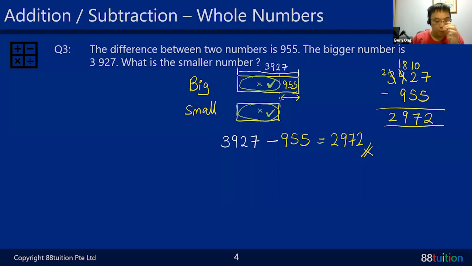Can? Because we are talking about the big number. The big number, the whole thing is 3,927. The extra or the difference is 955. So the green color portion is the same size as the small. You typed wrongly. Okay.